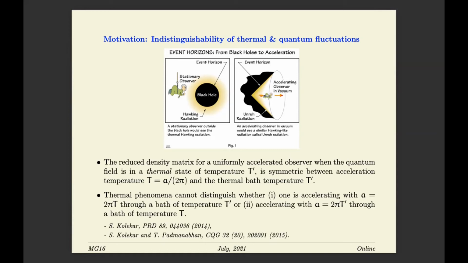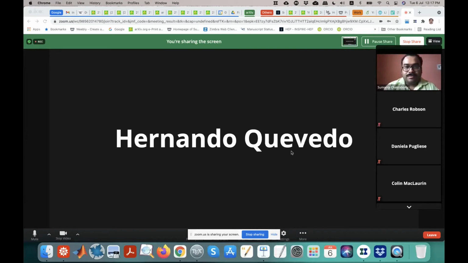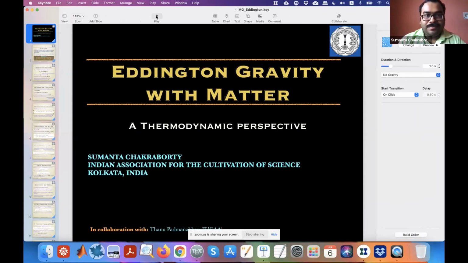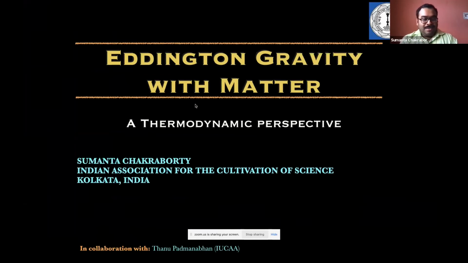Thanks, Sandeep. Okay, let's go to the next speaker. Thank you, Sandeep, again. The next speaker is Sumanta Chakrabarti. Sumanta, you were also having problems with the connection with the passcode. Yes. Okay, so go ahead, Sumanta. Can you see the screen? Yes, we can see it. Eddington gravity with matter. Very good. Yes. So welcome. Thank you.